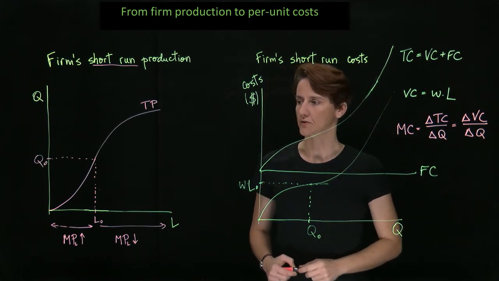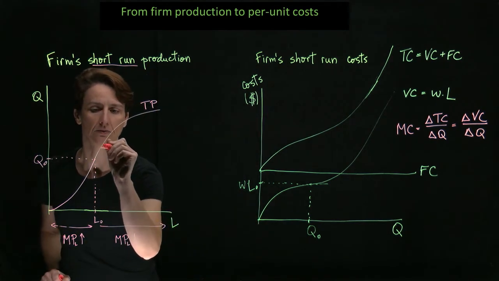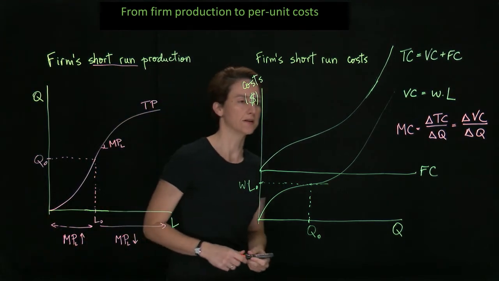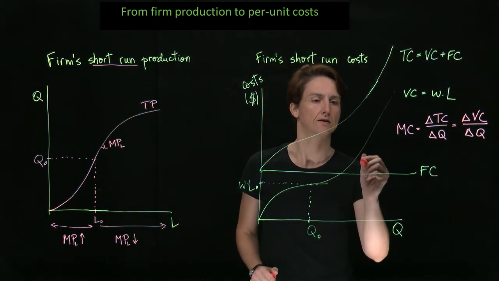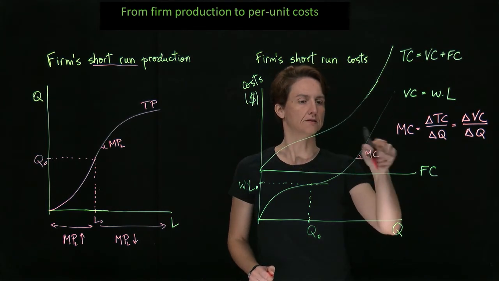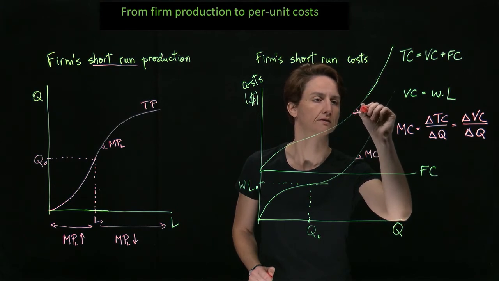So just as we could read marginal product on this graph as the slope of the total product, we can read marginal cost on this graph as the slope of either the variable cost curve or the total cost curve.